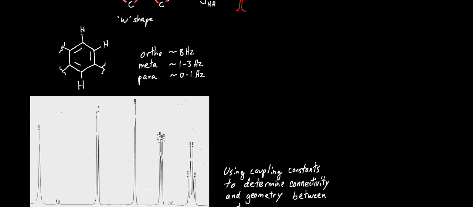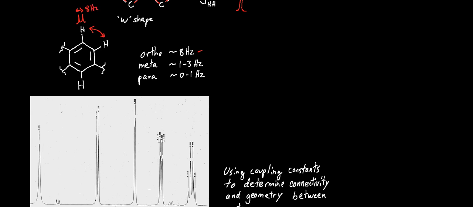Aromatic systems often have long-range coupling, actually. So ortho coupling, and I'm just going to do these arrows for convenience. It doesn't imply through space. About 8 Hertz splitting. So this proton would be a doublet with 8 Hertz coupling.